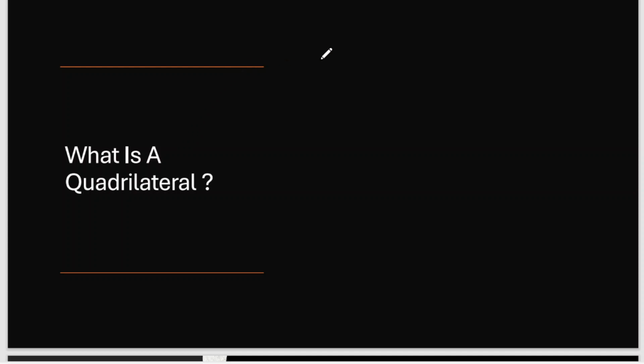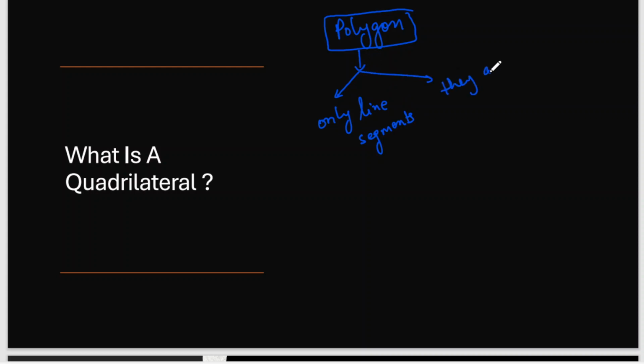Before discussing a quadrilateral, I will discuss the word polygon. Do you know what a polygon is? A polygon is a geometrical figure which is made up of only line segments, and the second condition is that they are closed. So it is a closed geometrical figure made up of only line segments.